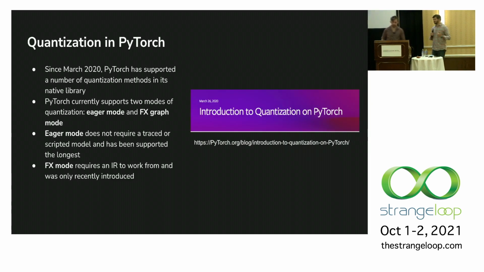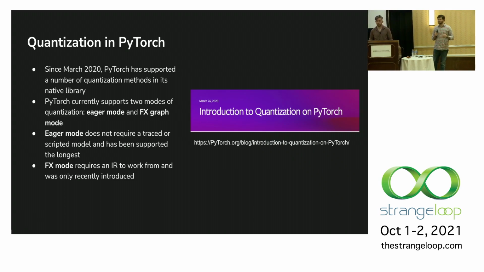So PyTorch very nicely has supported the most common methods of quantization since about March of 2020. They have two primary methods of quantizing models. They're going to work on both the eager mode representations that we discussed earlier, as well as the traced methods working on the intermediate representations in FX graph mode.